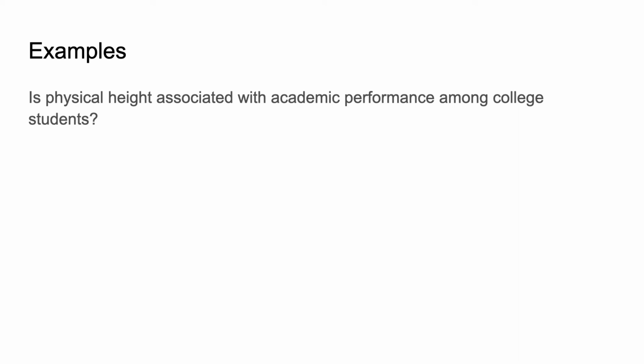This is a good example. Is physical height associated with academic performance among college students? I think this is an excellent PICO question. It has the population set, the college students. It has an intervention or exposure in this case, which is the physical height. It has an outcome of academic performance, right? Mm-hmm. It has a comparison, people who are not as tall. But when we look closely at the FINE framework, I guess you could say it's feasible. It's ethical. Is it interesting?